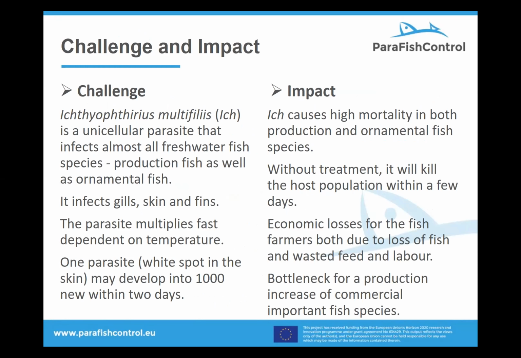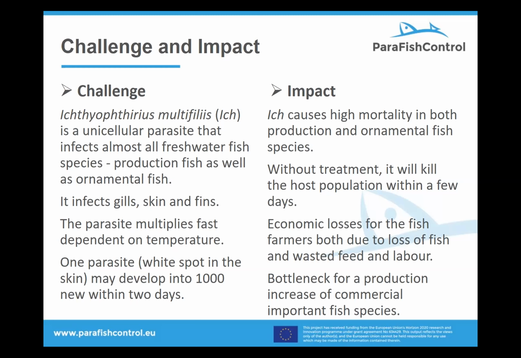Then these trophonts in the skin, gills and fins escape and multiply very fast in the environment and attack the fish within a few days again. So one white spot will develop into thousands within a few days, and it causes quite high mortality in all kinds of fish species, although we have different genetic setups. So some species are less susceptible compared to others.